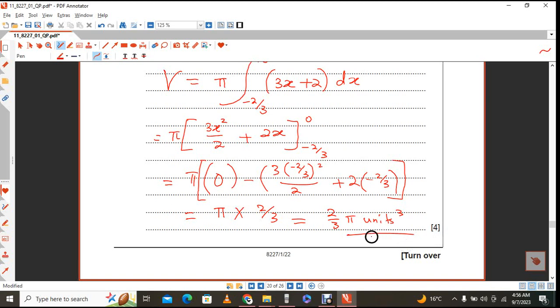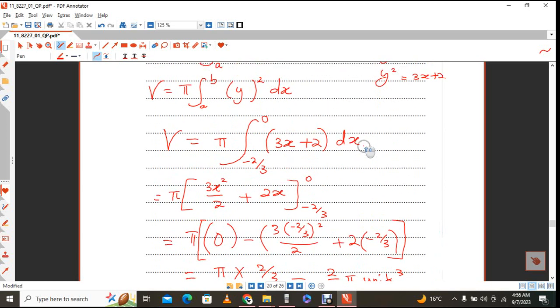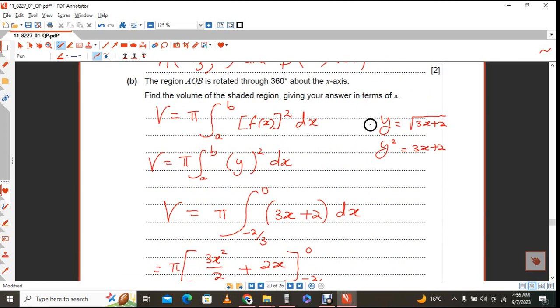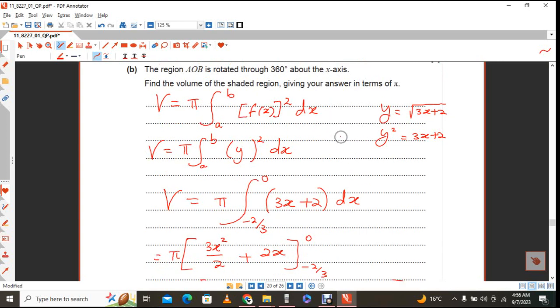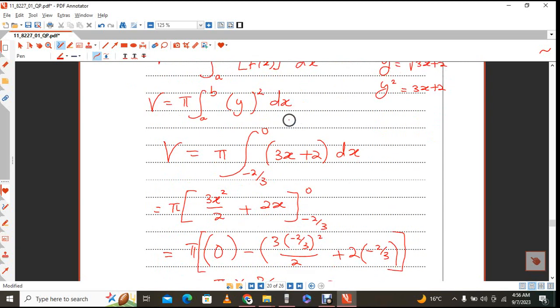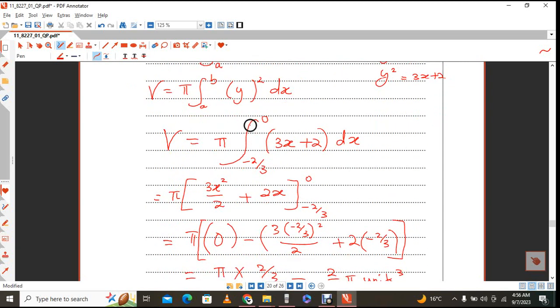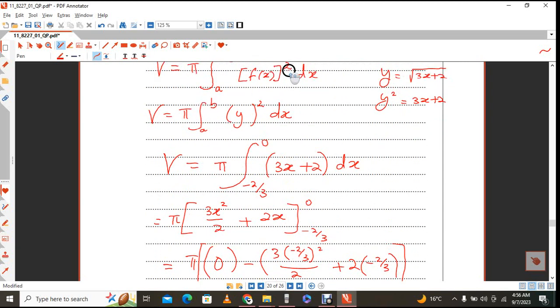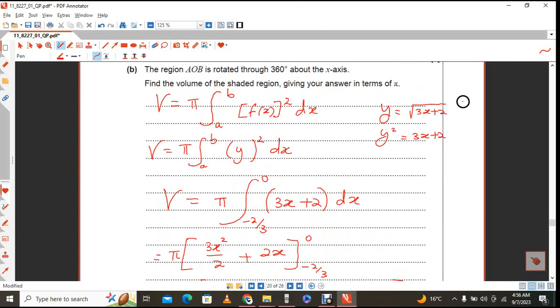You don't get a mark if you put a minus there, and obviously you get 1 mark if you give your answer in terms of pi, because it says you must give your answer in terms of pi. You get 1 mark for integration, the methods, and another mark for realizing this particular fact here.